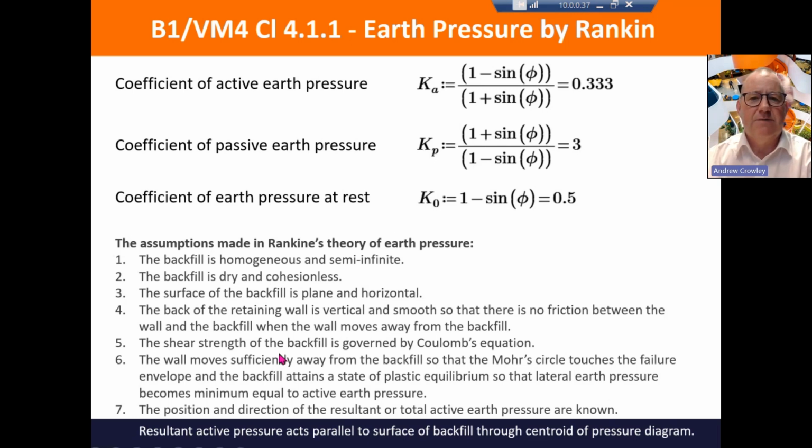Now, there's lots of assumptions made for the Rankine earth pressure parameters. Here they are. I won't read them all out, but basically you're assuming that the wall is vertical and the ground is horizontal. The backfill is also horizontal.